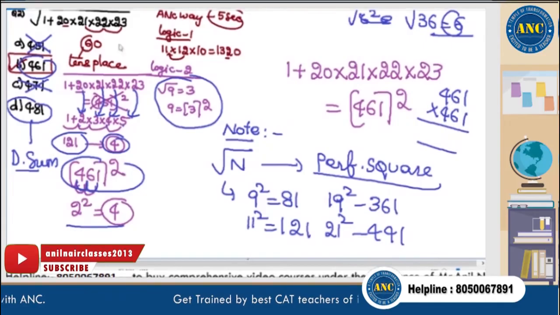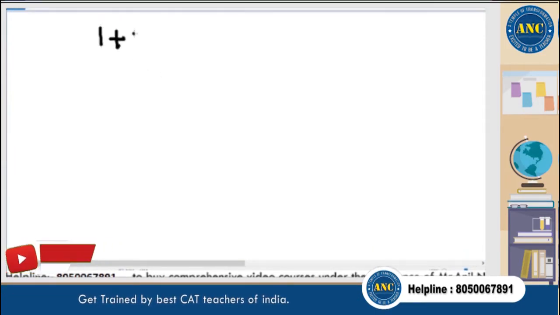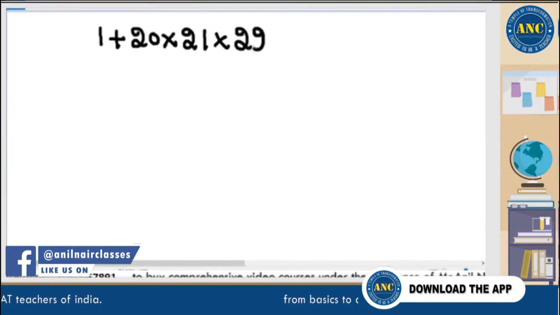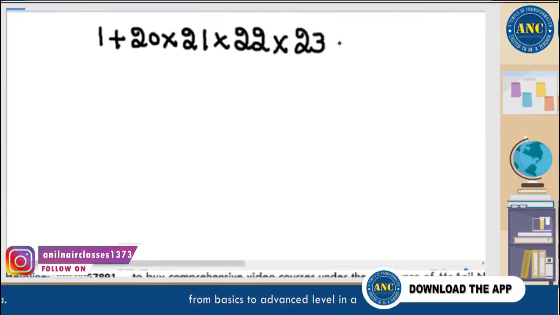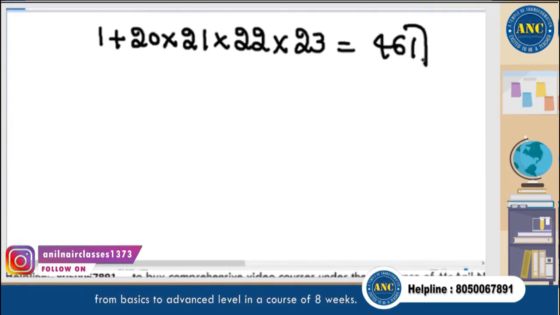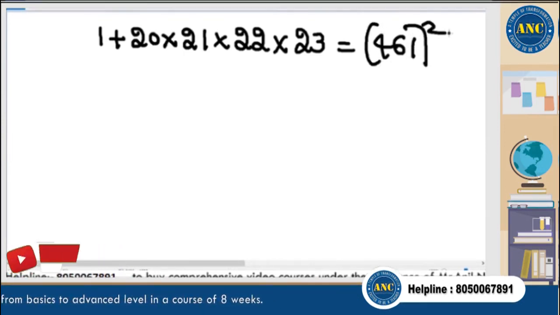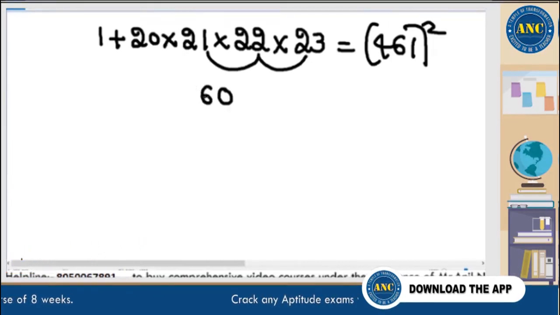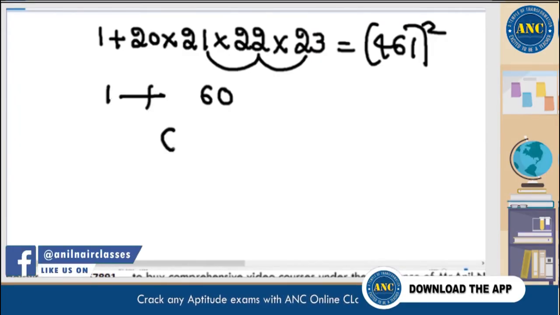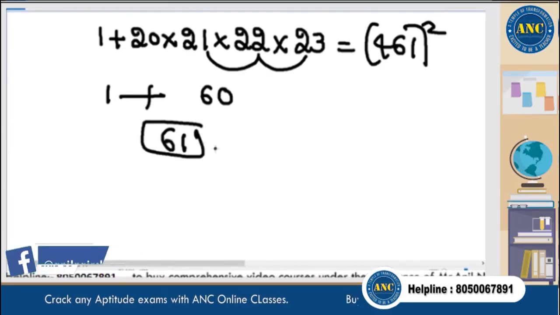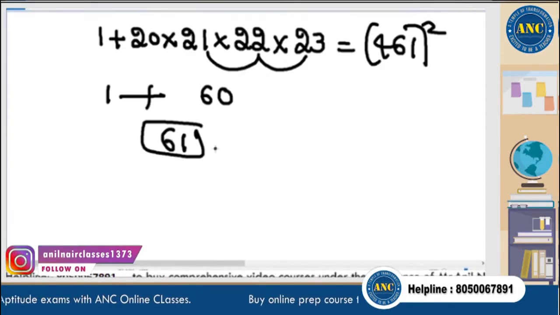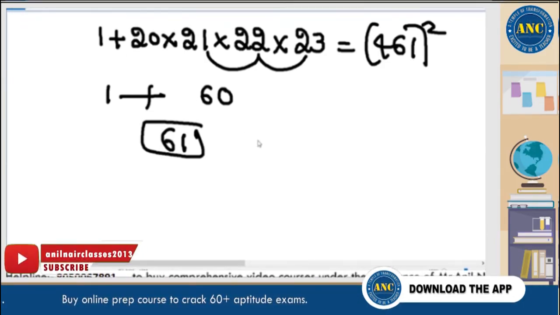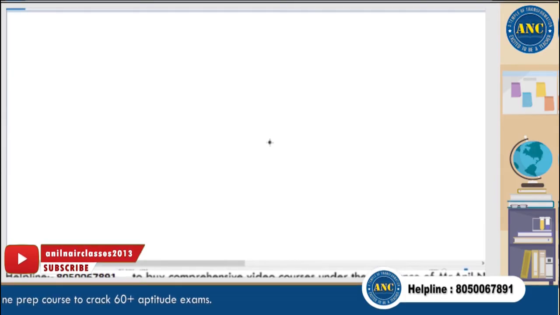Understood the logic? It is like this I solved it. 1 plus 20 into 21 into 22 into 23, I removed the root, so it will be 461 square. Why the tens digit? 3 2s are 6, 6 1s are 6, so it is 0, 0, 6 plus 1, it has to be 61. I hope it is clear, right, sir? Second question, third question. In every question there are some concepts which we are discussing.